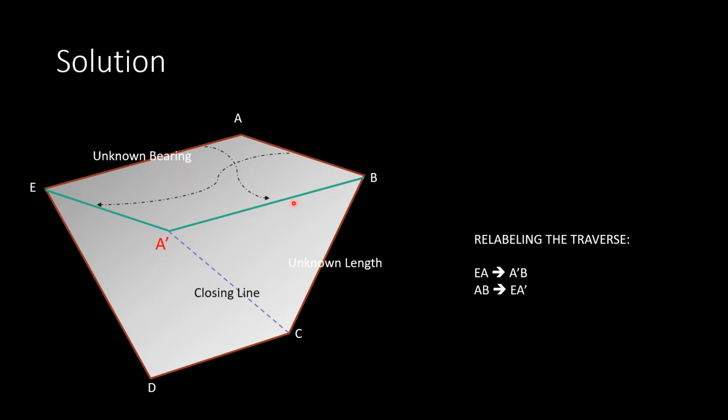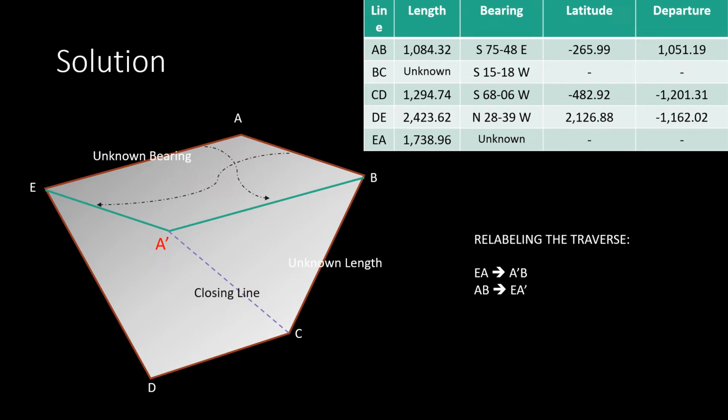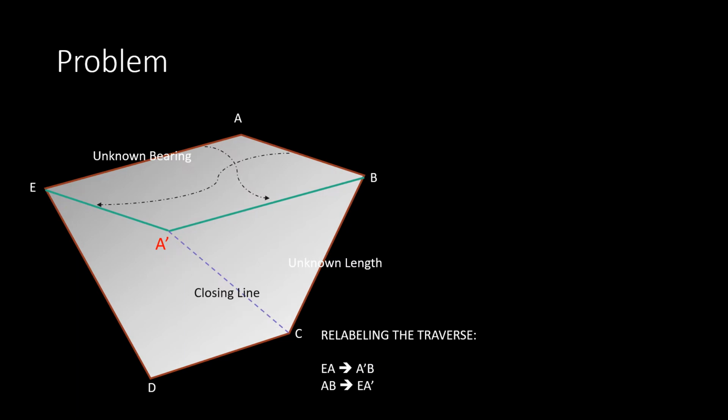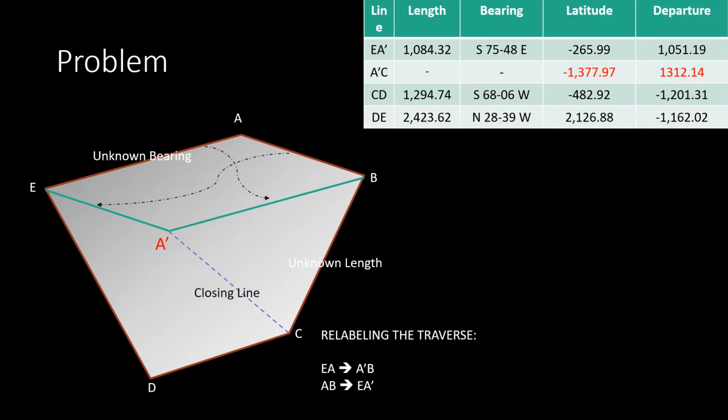So to solve for the omitted measurements on A prime B and BC, we start by getting the length as well as the direction of the closing line A prime C. To do that, we tabulate the latitudes and the departures of the known sides AB, which is EA prime actually, and CD and DE. So we consider traverse E, A prime, B, C, D, and E.